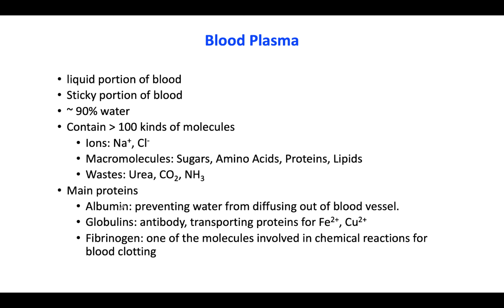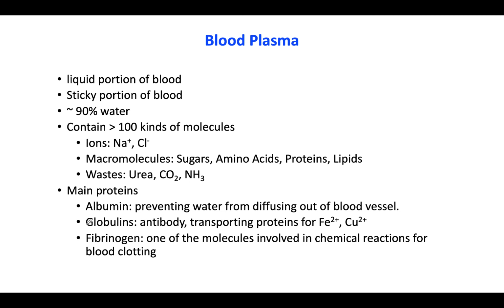Albumin, do you know where you can find albumin outside easily? When you crack an egg, the white portion of the egg is composed of albumin. In blood, albumin makes up 58% of the plasma protein. And albumin regulates osmotic pressure. In other words, the more albumin, the less water loss occurs from the blood. So, albumin prevents water from diffusing out of a blood vessel.